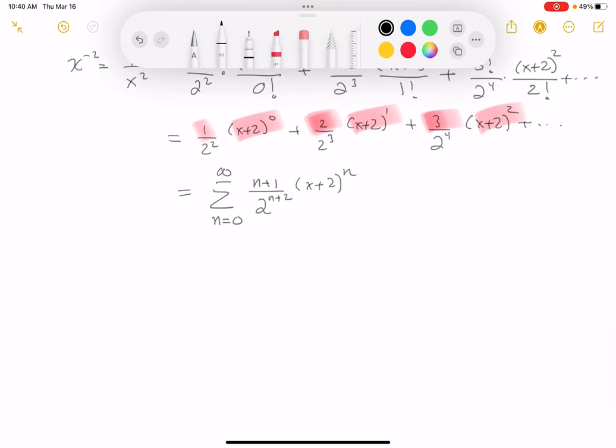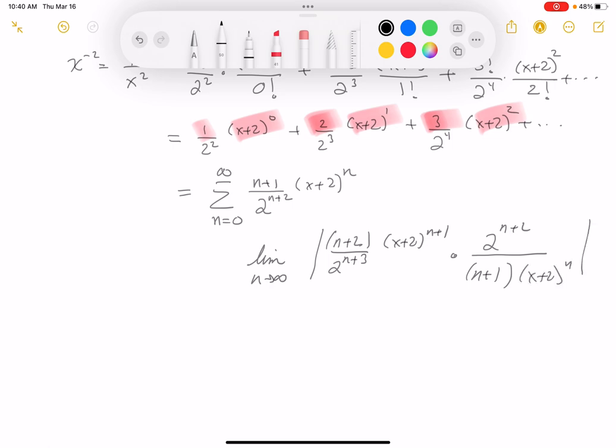I'm going to do the ratio test. Limit as n goes to infinity, absolute value of n plus 2 over 2 to the n plus 3, times (x plus 2) to the n plus 1, times the reciprocal, which is 2 to the n plus 2 over n plus 1. Put this in parentheses, by the way. And then it's going to be (x plus 2) to the n. Let's keep moving.